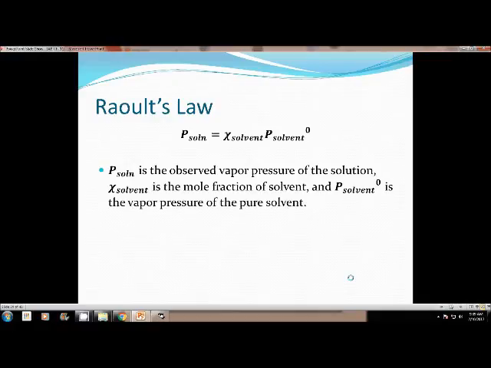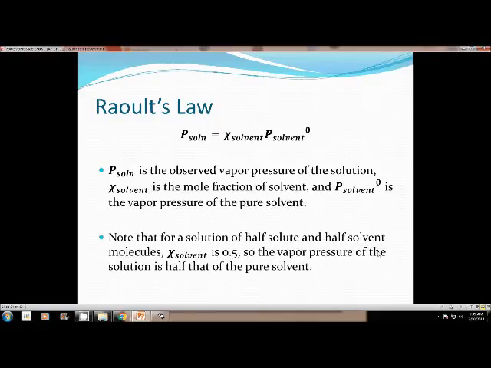The X solvent is the mole fraction of the solvent, so that would be the moles of the solvent over the total moles of the solution. And then the P solvent with the 0 is the vapor pressure of the pure solvent. So we can use this equation to solve for the P solution, or the vapor pressure of the pure solvent, anything like that. Note that for a solution of half solute and half solvent, the mole fraction is going to be half, 0.5. So the vapor pressure of the solution is half that of the pure solvent.